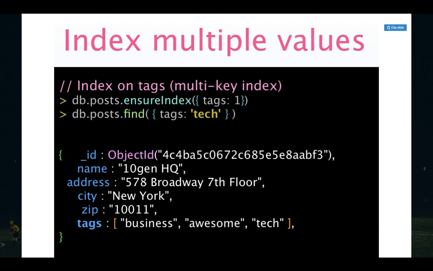Text colon 1 defines that we want to index the field text. So all the fields inside the text array are indexed. So if you want to find text, we can write a query on MongoDB as db.collectionname.find text colon tag. So it will find all the documents where the tag array contains tag.